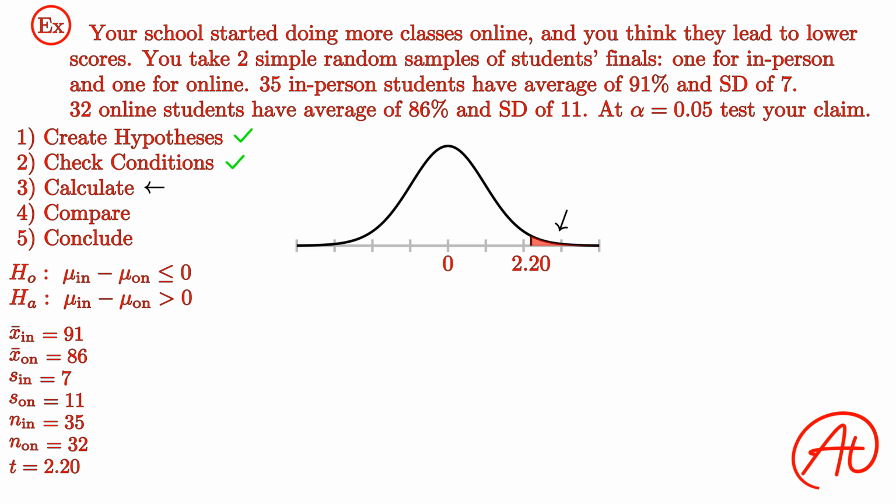Now to calculate this p-value, I mentioned you could do so either with a calculator or from t-distribution tables. But just like my last video doing a t-test, in order to find the p-value, you need to know one more piece of information, and that's degrees of freedom.